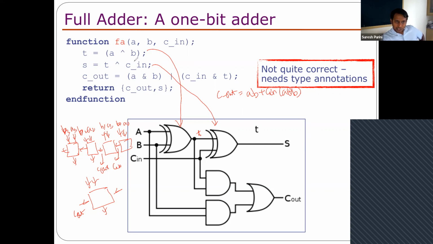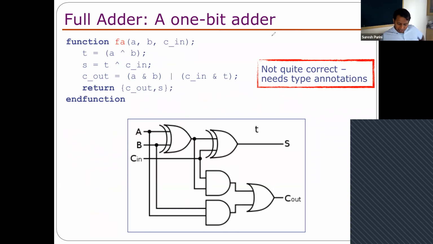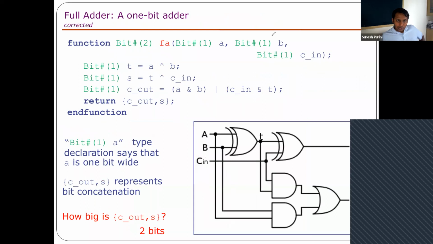So when you write a function such as this in Bluespec, a circuit such as this will be generated automatically for us. But remember, Bluespec is a very strongly typed system, so you have to specify clearly what A is. We say A is a bit of length 1, B is a bit of length 1, C in is a bit of length 1, and the return value is 2 signals, so Bit 2. This is a complete functional specification of the carry out bit.